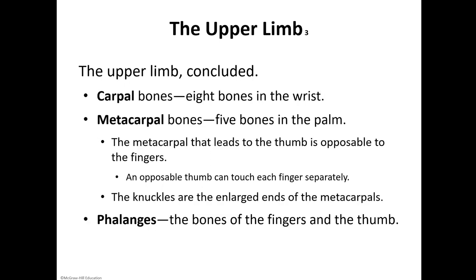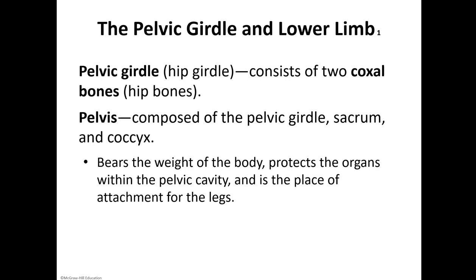The hand is made up of 8 carpal bones, 5 metacarpals, and phalanges of the fingers and thumb. The metacarpals are in the palm, the carpal bones are in the wrist, and the phalanges are the fingers and thumb. The pelvic girdle and the lower limb.